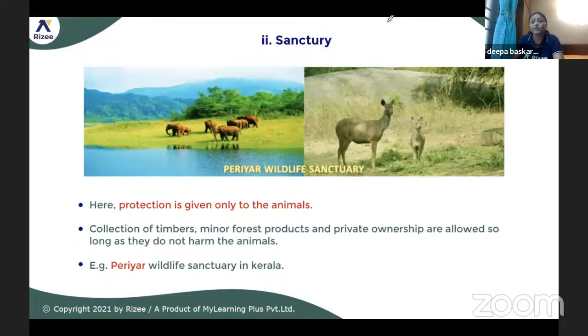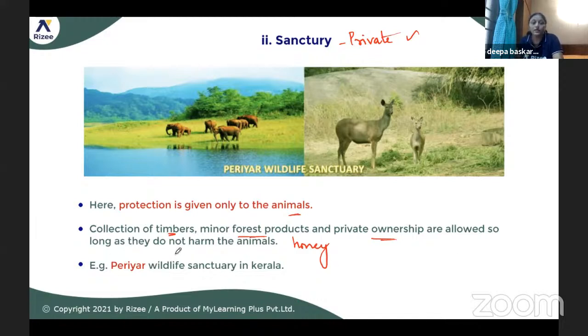Sanctuaries, when compared to national parks, are bigger in area. Here the protection is given only to the animals, but human activities are allowed, like collection of timber, minor forest produce like honey, and even some medicinal plant collection. Everything is allowed here, and private ownership is allowed.